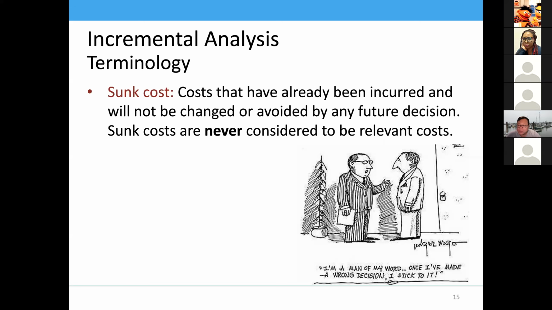Okay, that's okay. So you can't speak of a cost as a sunk cost without telling the whole context, right? Okay. That makes a lot of sense. Yeah. Thank you.